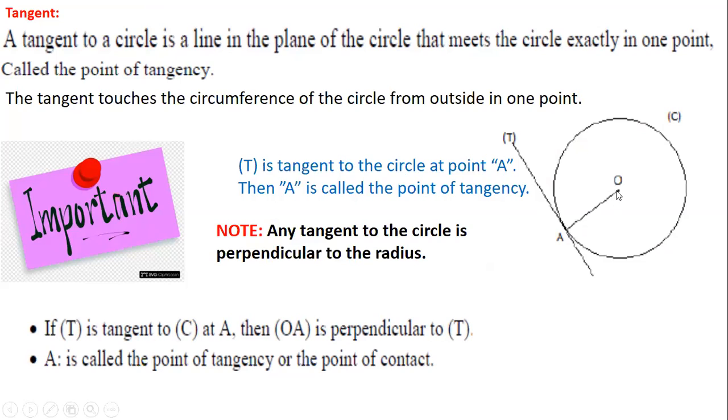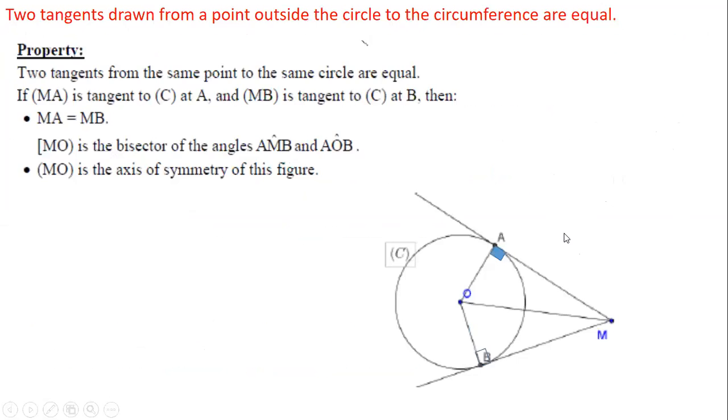If I draw a radius from the center to the point of tangency, it is perpendicular to the tangent, then the radius and the tangent will be perpendicular at A.